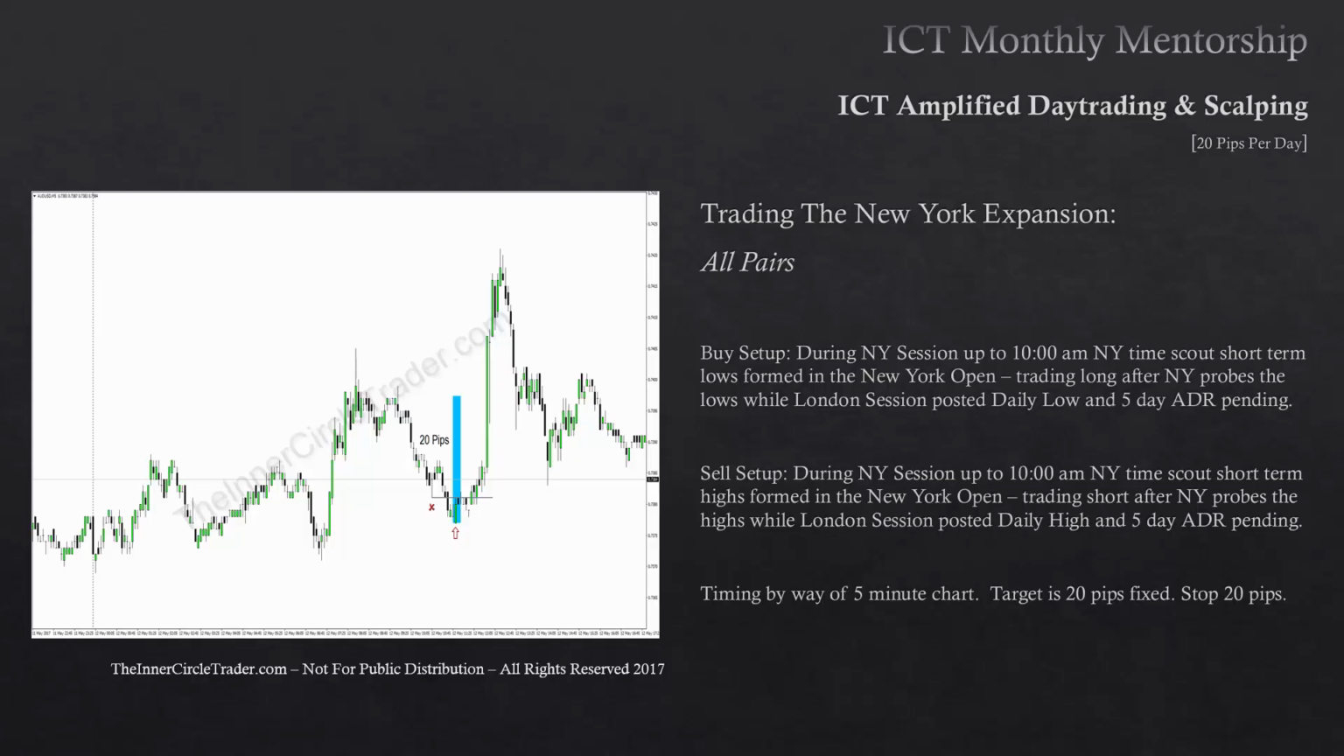We're looking for a day that London has already posted a daily high, or is highly favorable of being the daily high. The New York session is having a little bit of a retracement higher. It's trading above a 5-minute short-term high, taking out buy stops above a 5-minute swing high, and the average daily range for the last 5 days low has not been met yet. That's the condition we're looking to trade in. We're timing off of a 5-minute chart. Again, we're targeting 20 pips, fixed with a stop loss at 20 pips.